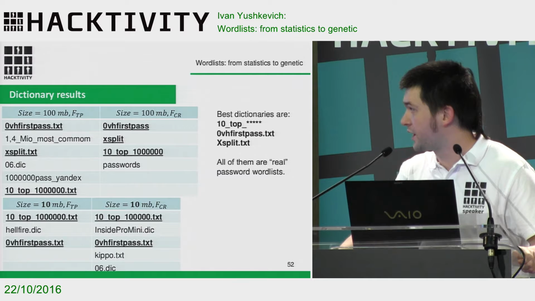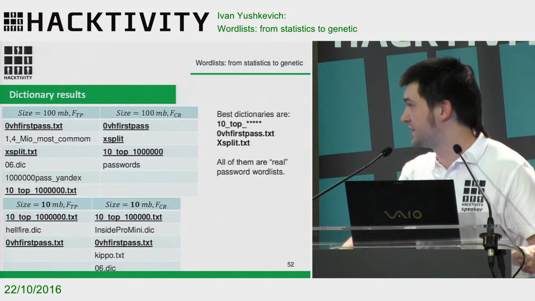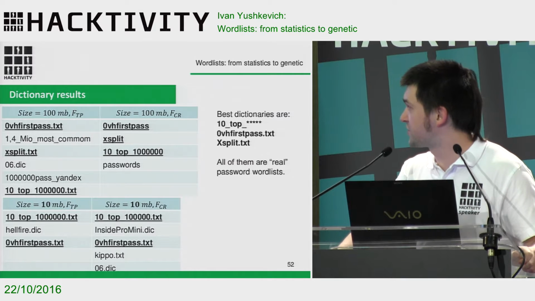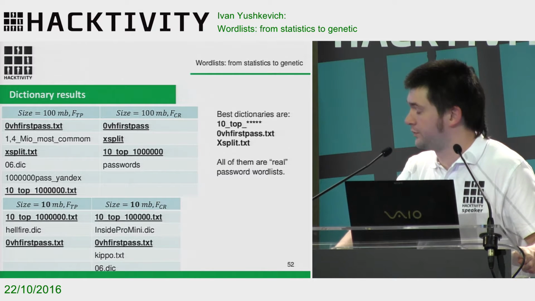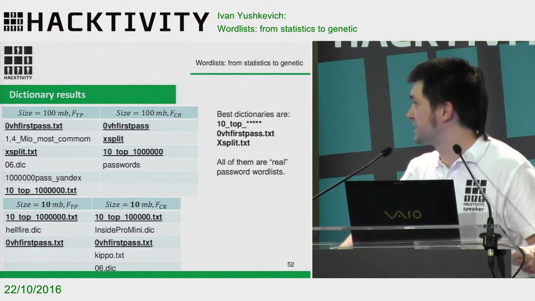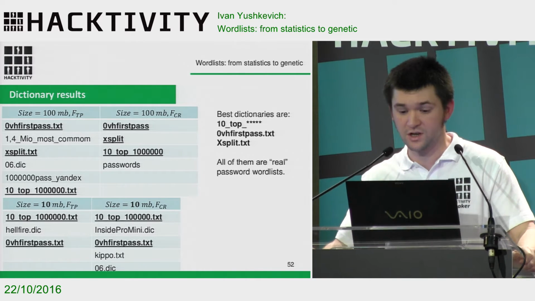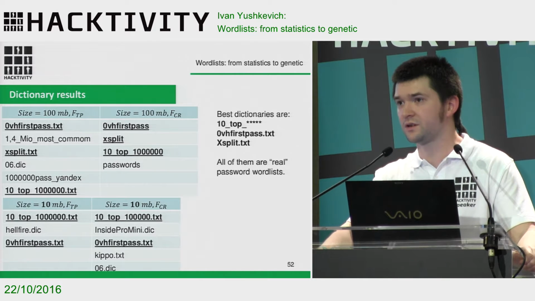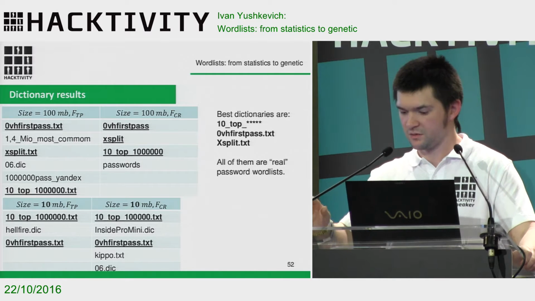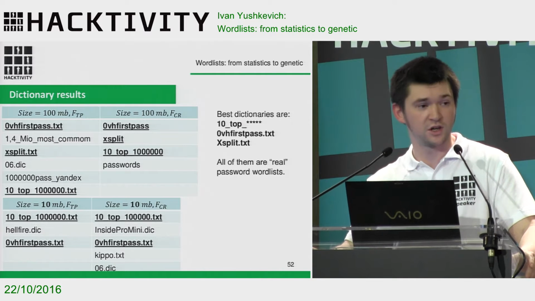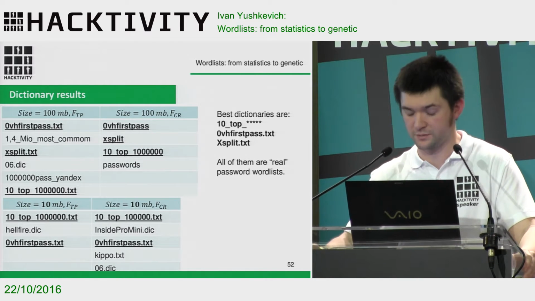First of all, they have similar dictionaries in all the cases. So you can say that the best dictionaries are the top something, XSplit, and zero first pass. All of them contain only real passwords. So most individuals get some core dictionary and try to add other dictionaries, maybe generated ones, to create something new.